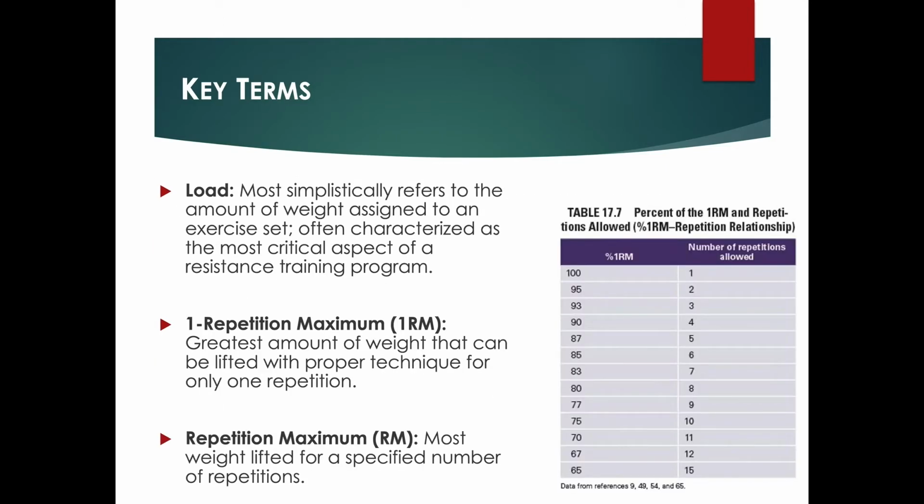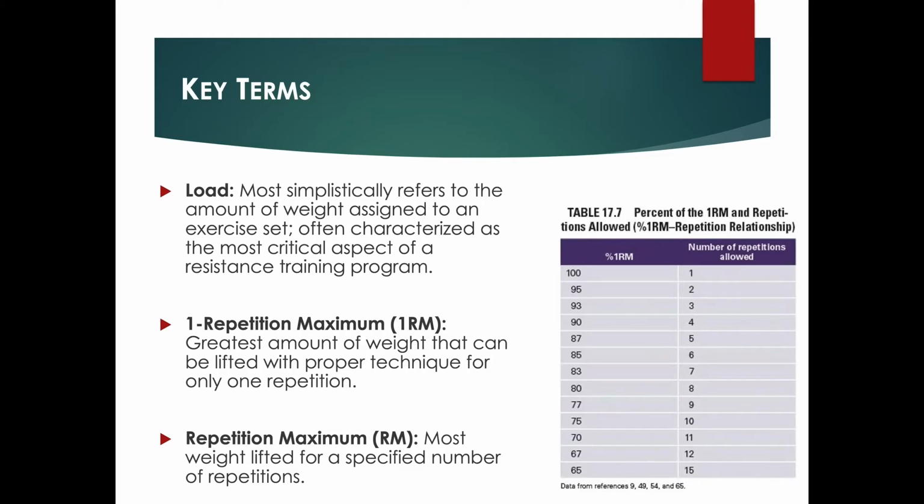So here, load most simplistically refers to the amount of weight assigned to an exercise set, often characterized as the most critical aspect of a resistance training program. One repetition maximum is the greatest amount of weight that can be lifted with proper technique for only one repetition. And repetition maximum is the most weight lifted for a specific number of repetitions.